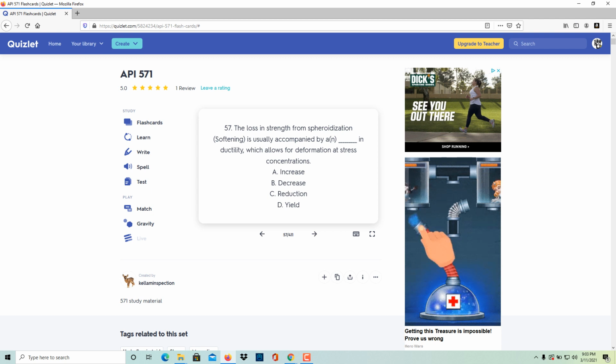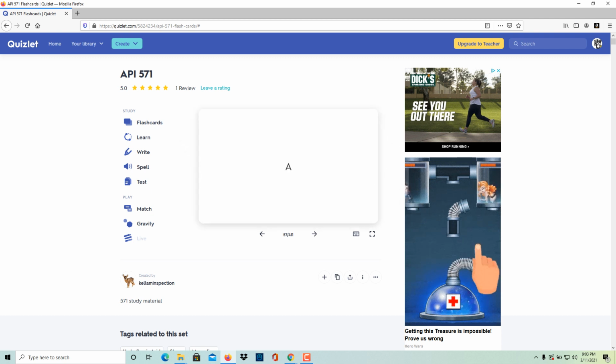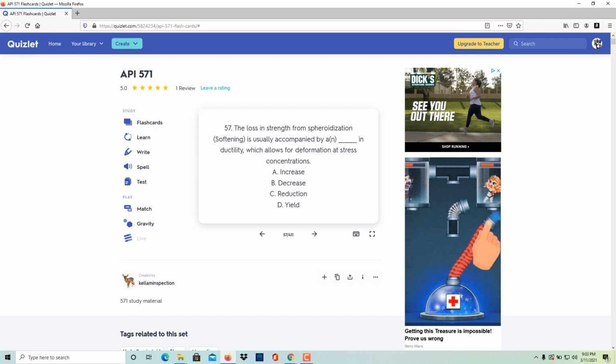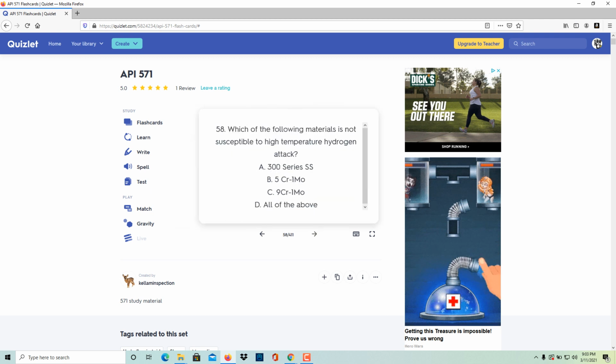Okay, loss in strength. Usually you're going to have a decrease in ductility. Or increase, sorry. That's the inverse relationship. So if something gets weaker, increase in ductility. Okay, it's increase. I have to read over that.